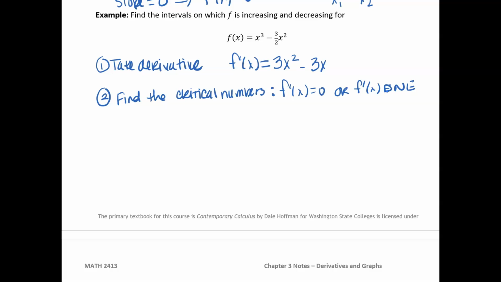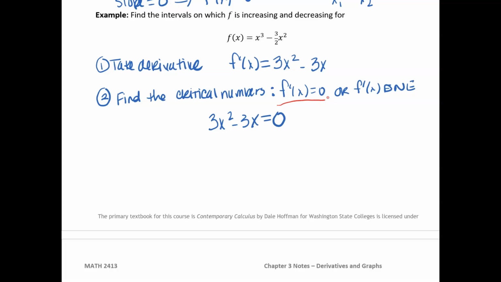You can go back into your previous sections and relook at that if you need a reminder. And so I'm going to take first this 3x squared minus 3x, and I'm going to set it equal to 0. So I'm going to look at the situation of first the derivative being equal to 0.